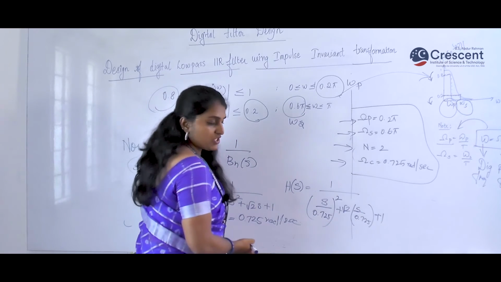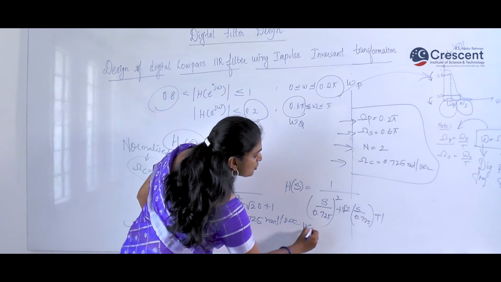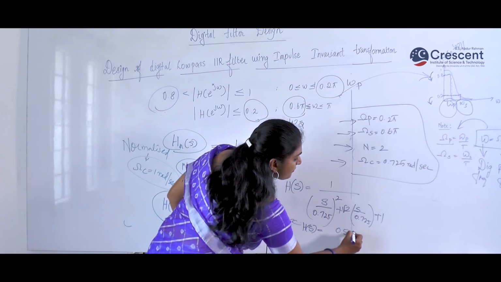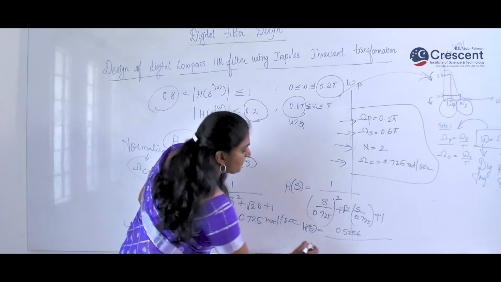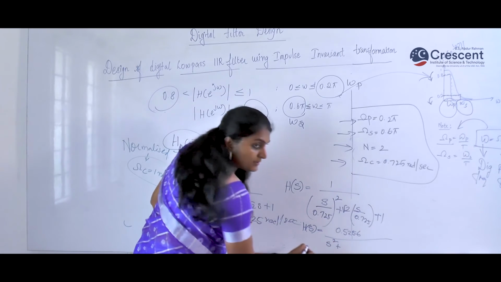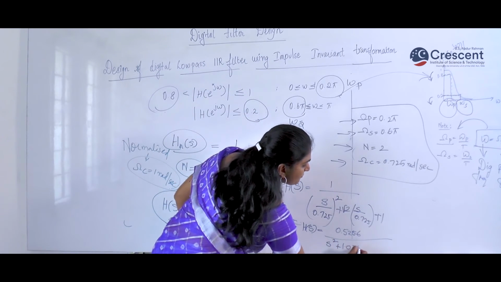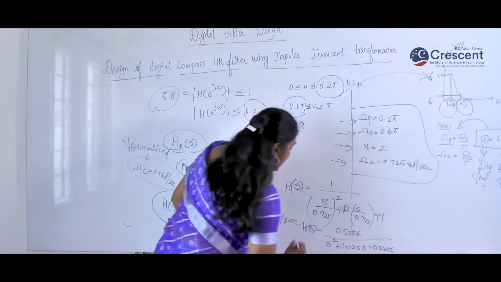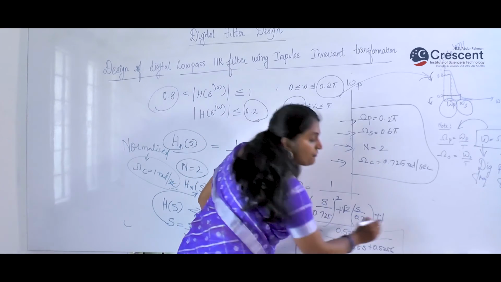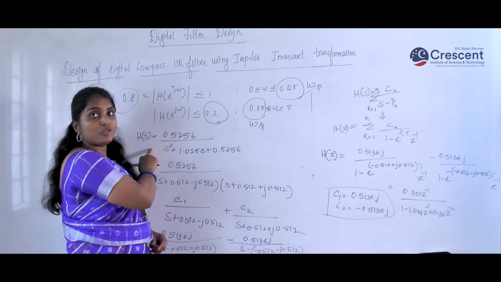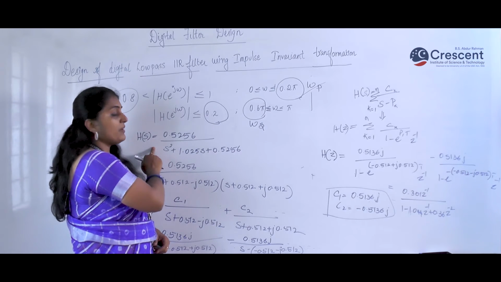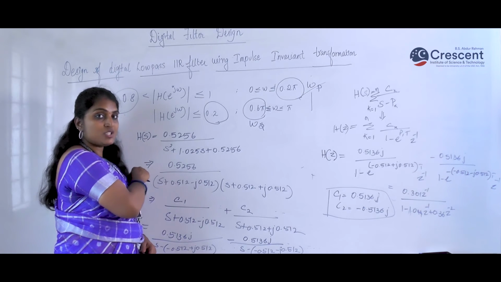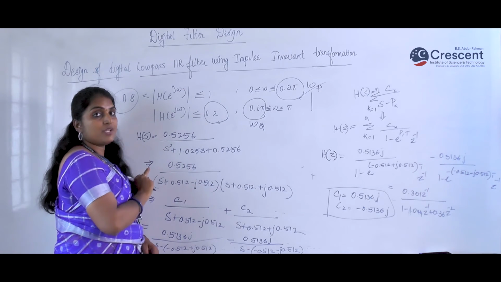By solving these equations, we get the final H of s equivalent to 0.5256 divided by s square plus 1.025 s plus 0.5256. So this is the analog transfer function. H of s is the analog transfer function, given by this equation, and now we need to convert that into H of z, that is a digital transfer function, using the impulse invariant transformation.